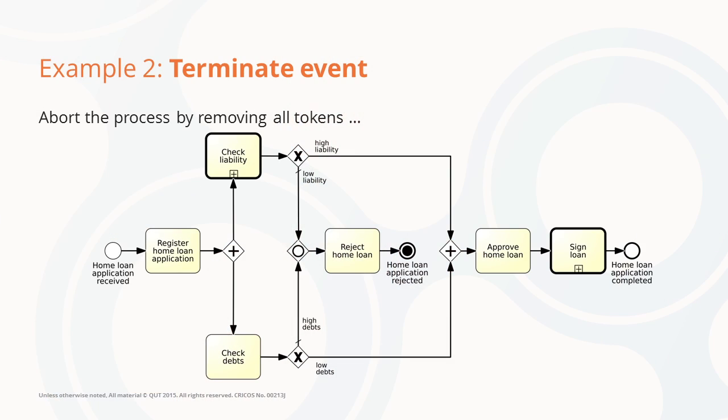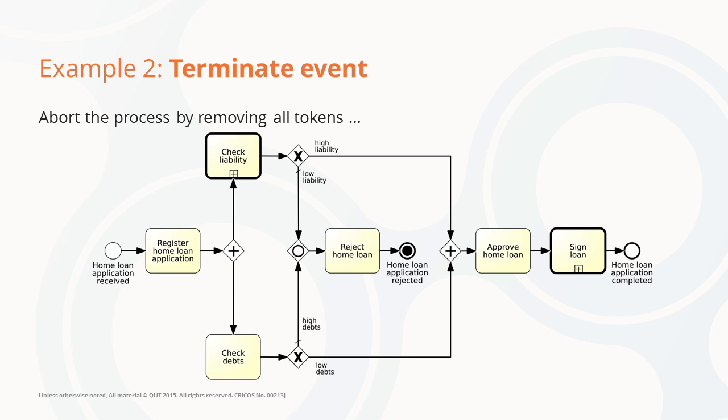The second feature of the terminate event is to be able to wipe off every token that might still be left flowing in the model. This signifies that there is no more work that can be done as part of this particular process. So let's take a look at how this particular feature of the terminate event works in the context of this revised version of our home loan application process.